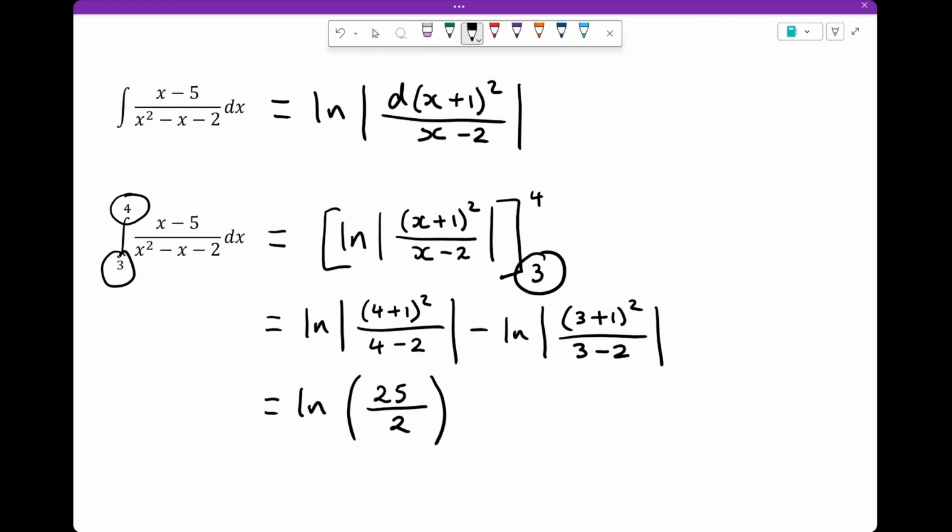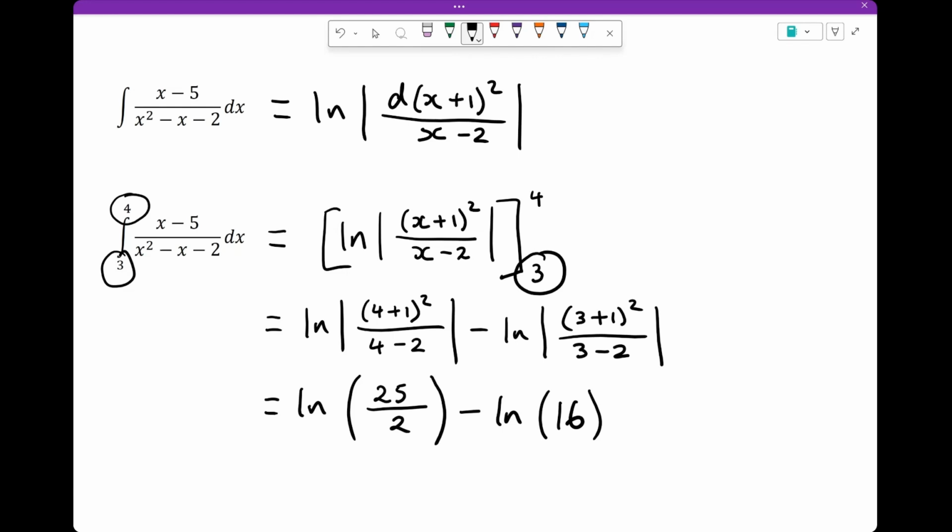Now let's move on to my other logarithm. Okay, and we have 3 plus 1, which is 4 squared, so 16. And then 3 subtract 2, which is just 1, so we get 16 over 1, which is of course just 16. And once again, this is positive, so I just need regular parentheses.